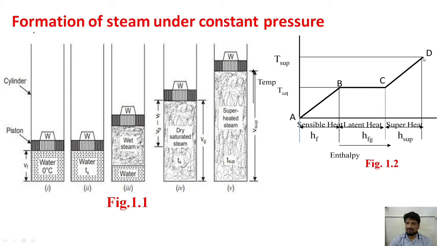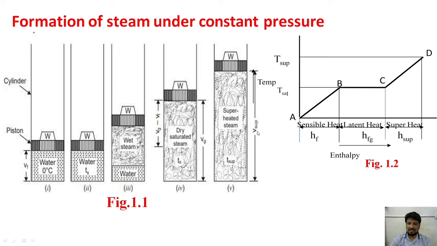From C to D is the superheated temperature. The heat absorbed during this process is known as the superheat, denoted by H of superheated. So the graph represents from A to B, B to C, C to D. From 0 degree, water is converted into wet steam, dry steam and superheated steam.